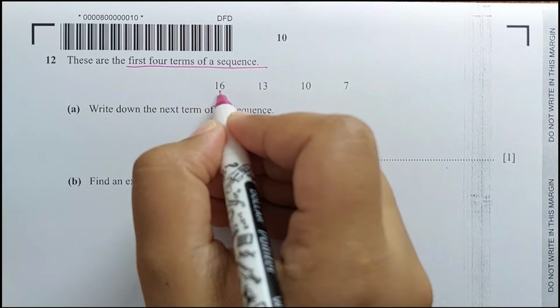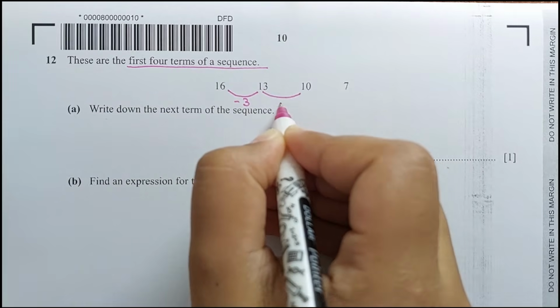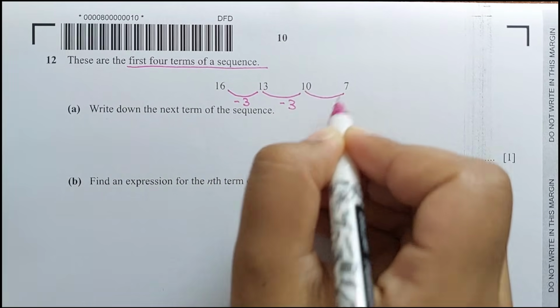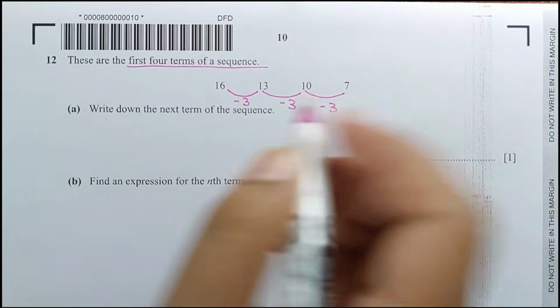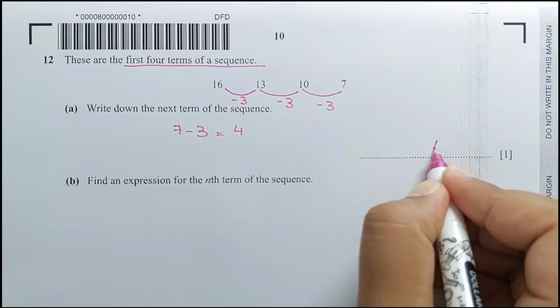Okay. So from 16, if you subtract 3, you will get 13. From 13, subtract 3, you will get 10. From 10, take away 3, you will get 7. And from 7, take away 3, you will get 4. So the next term of the sequence is 4.